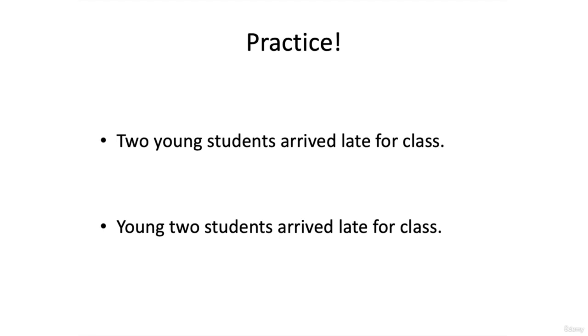2 young students arrived late for class. Young 2 students arrived late for class. The first sentence is correct. The number of students has to come before the age.